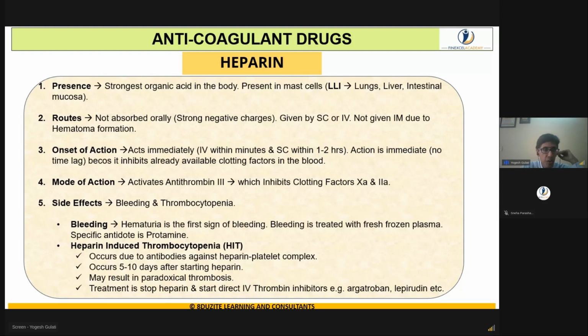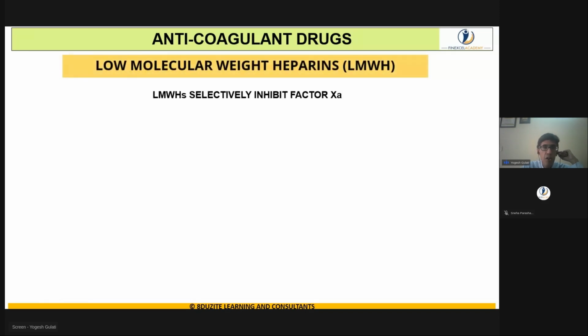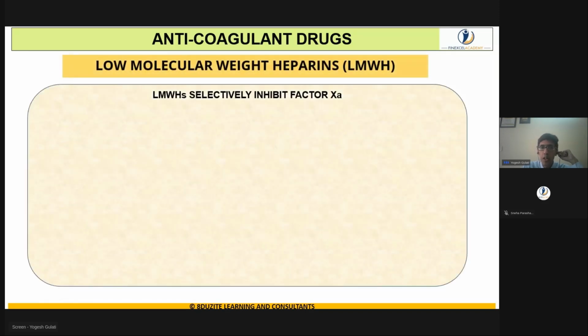The treatment for this is to immediately stop heparin and start IV thrombin inhibitors. So heparin is not to be given, stop. Even low molecular weight heparins are not to be given. The treatment is thrombin inhibitors, which are argatroban or lepirudin, and that too the IV drugs. Moving ahead, then we have low molecular weight heparins. Low molecular weight heparins were developed from heparin to improve some features, overcoming disadvantages that heparin had.